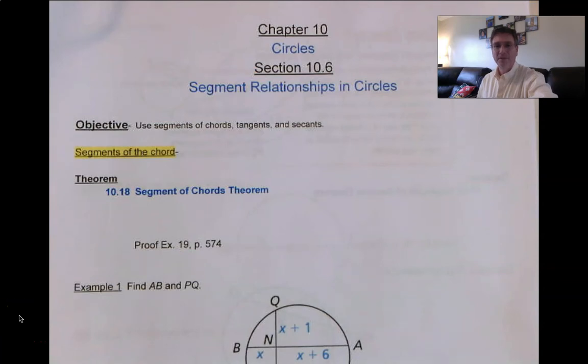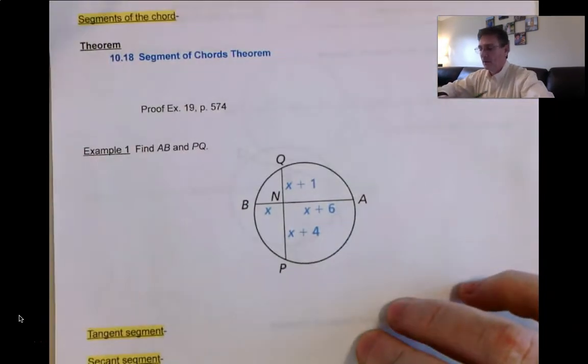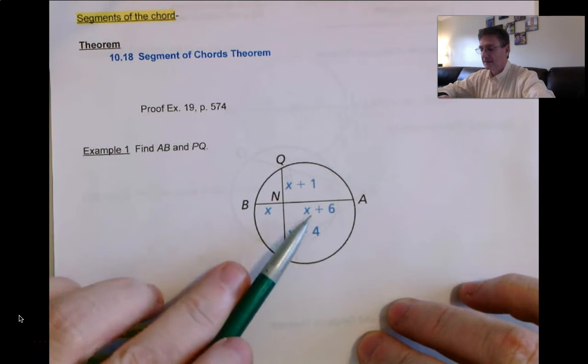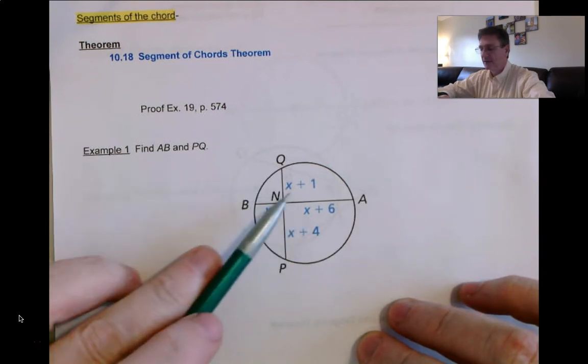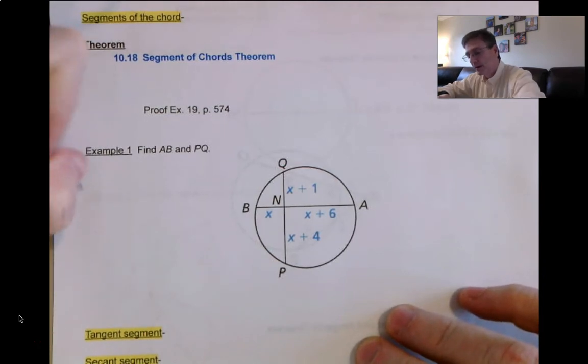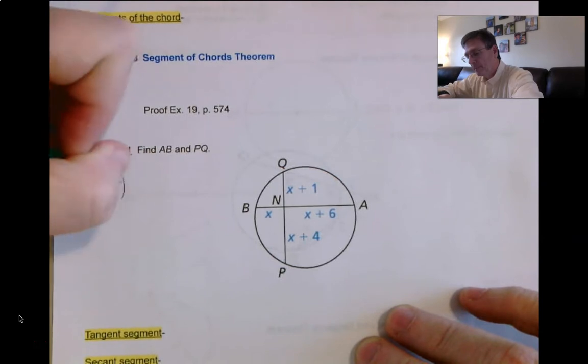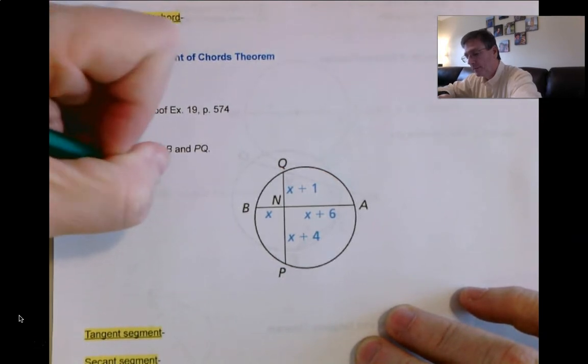Hello everyone. Section 10.6, segment relationships in circles. Example 1. We're going to multiply x times x plus 6, which is going to be equal to x plus 1 times x plus 4. It's going to require you to remember some of your Algebra 1 material.